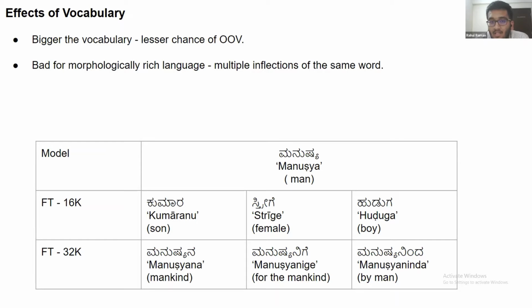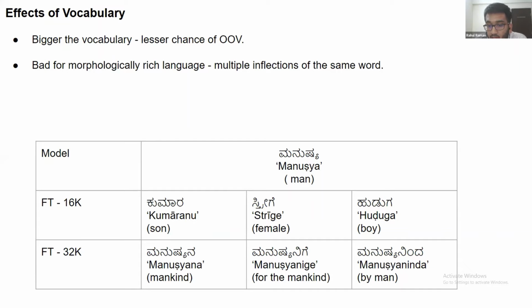To demonstrate the effect of vocabulary, the most prominent task would probably be word similarity. We have taken the word man, which is Manushya in Kannada, and fed it into a model with a 16K vocabulary. The top three predicted words are Kumaranu, which means son, Stree, which means female, and Huduga, which means boy. If you see the predictions, they are more or less synonyms or used in a similar context to the word.